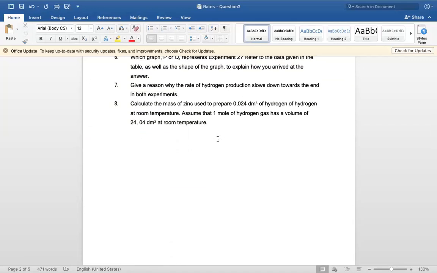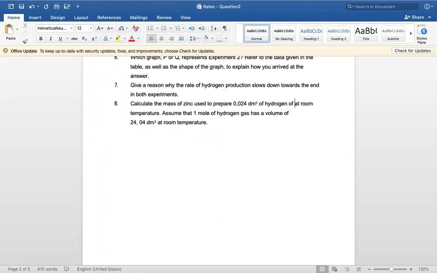Calculate the mass of zinc used to prepare 0,024 dm cube of hydrogen at room temperature. Assume that 1 mole of hydrogen has a volume of 24,04 dm cube at room temperature. Okay, how will we do the sum?